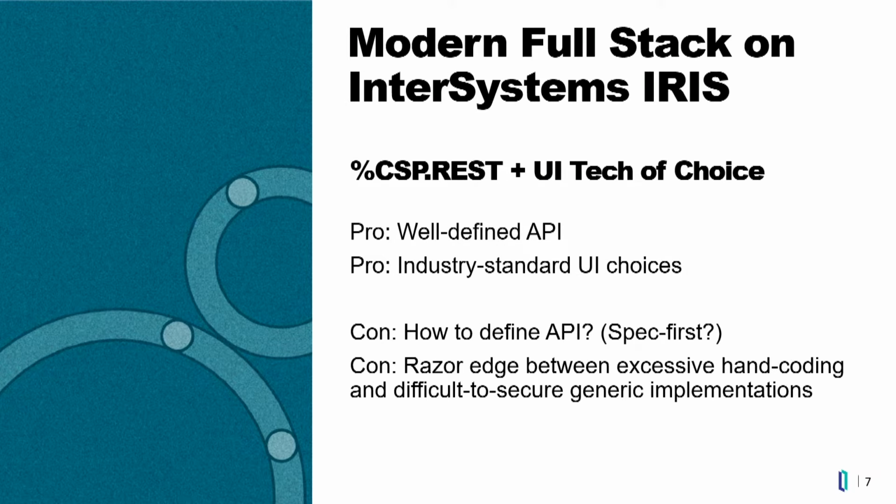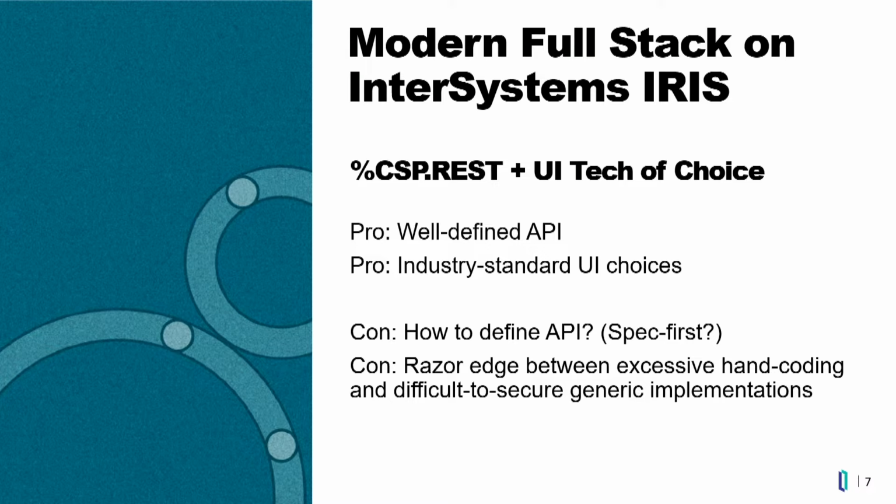So really what modern full stack on Iris looks like is using %csp.rest to build out REST APIs, and then your UI technology of choice. So we've got some pros and cons here too. Pro is you have a well-defined API with %csp.rest. Those are the only ways that the application can and should interact with the server, and it's spelled out there to some extent. Another pro is that you can find someone on the street who knows React or Angular or fill in the blank, and they can talk to your REST API, and it's easier to staff for UI development.